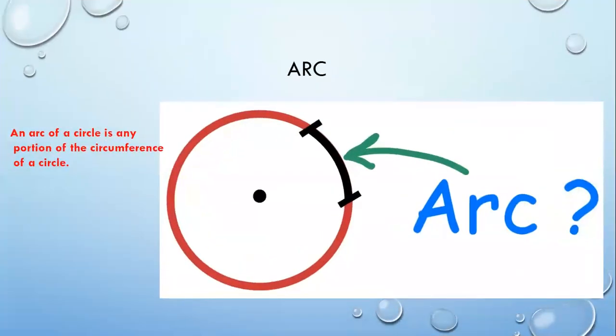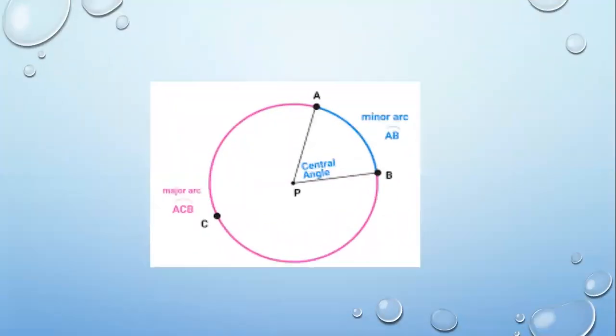Then our next topic is arc. So an arc of a circle is any portion of the circumference of a circle. What is circumference? Circumference means whole circle, and from that any part if you will take, that will be your arc. Now there are two kinds of arc, minor arc and major arc. So wherever the angle is forming and the smaller part will be your minor arc and the greater part will be your major arc. As per the name, minor means small, mini, major means bigger part.